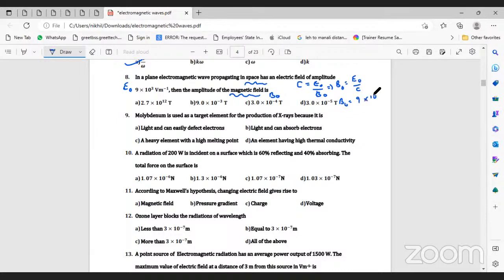So what is E naught? 9 into 10 power 3. Whole thing divided by the speed, that is 3 into 10 power 8. What is 9 divided by 3? 9 divided by 3 is 3 into 10 power. When 8 goes to the numerator, it becomes minus 8. 3 minus 8 will be minus 5. So what is the magnetic field B naught? 3 into 10 power minus 5. So option D is the right answer.